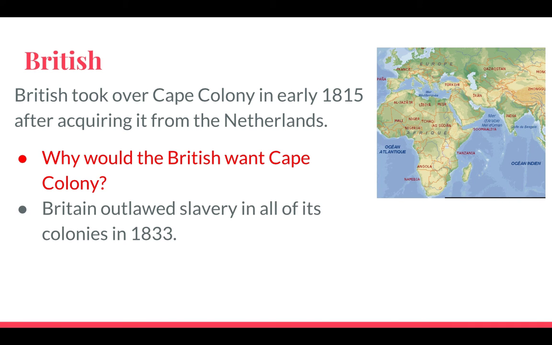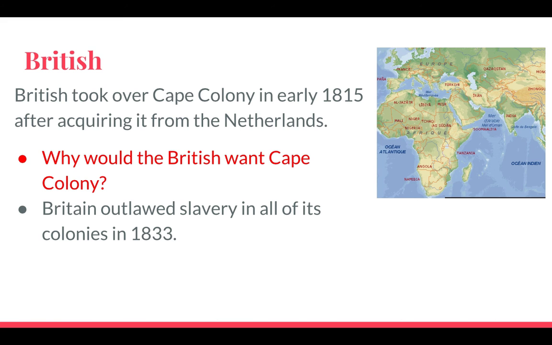Now, in 1833, the British are going to outlaw slavery in all of its colonies. This is actually a pretty big move. And again, we've talked about the fact that capitalism and slavery really do not mix. With the Industrial Revolution, you need to pay people so they can buy things, and so slavery doesn't really work. And so Britain is going to really work to end slavery.